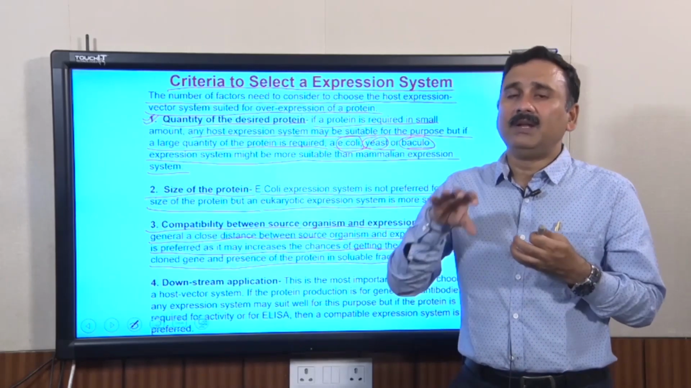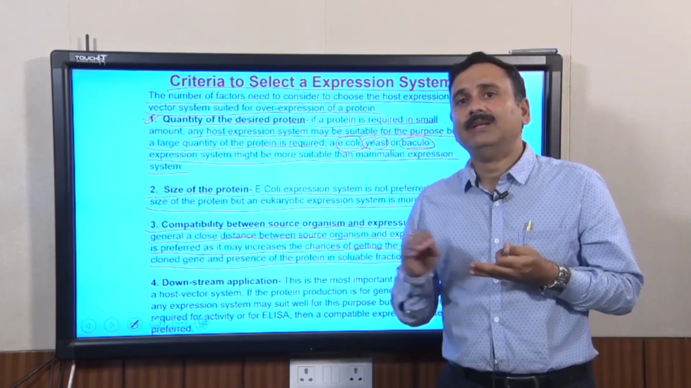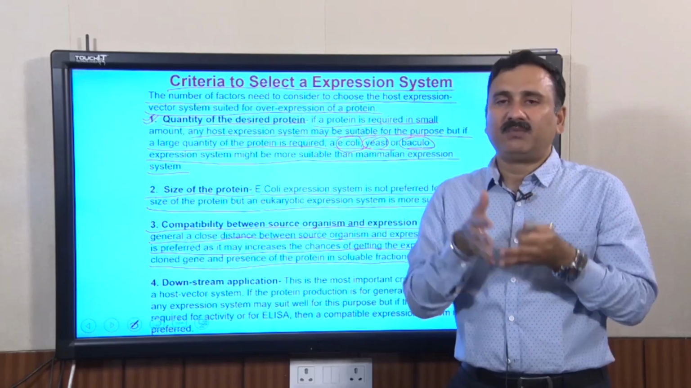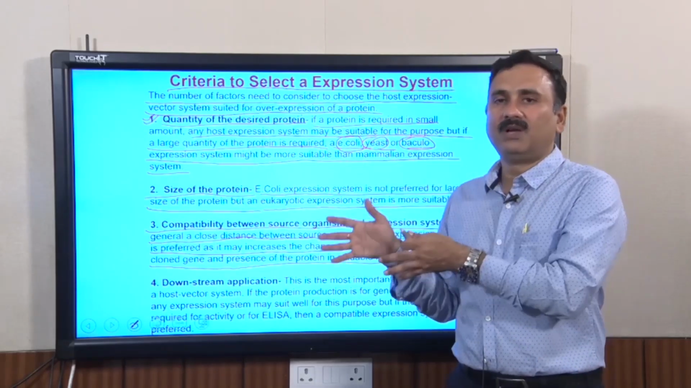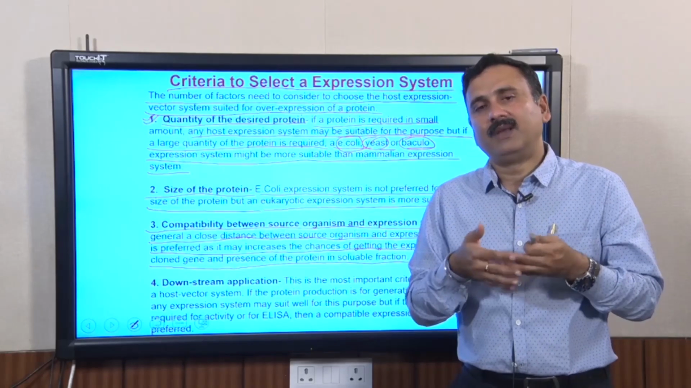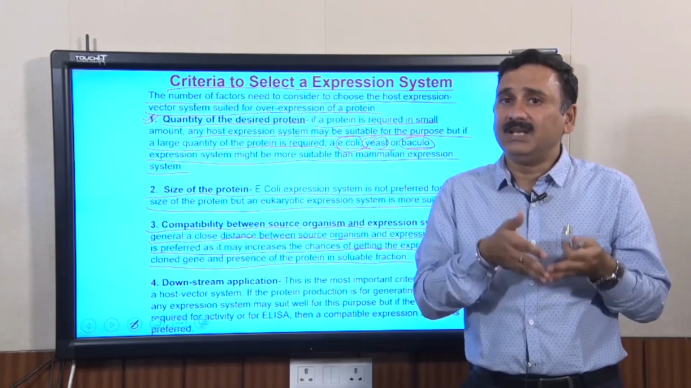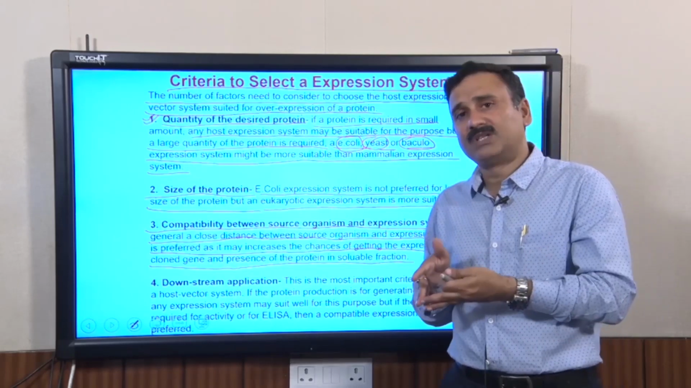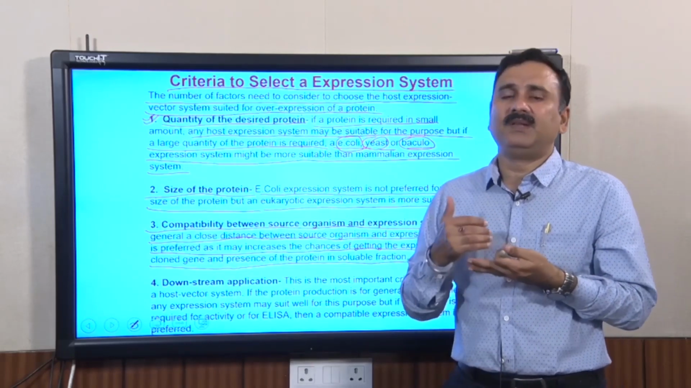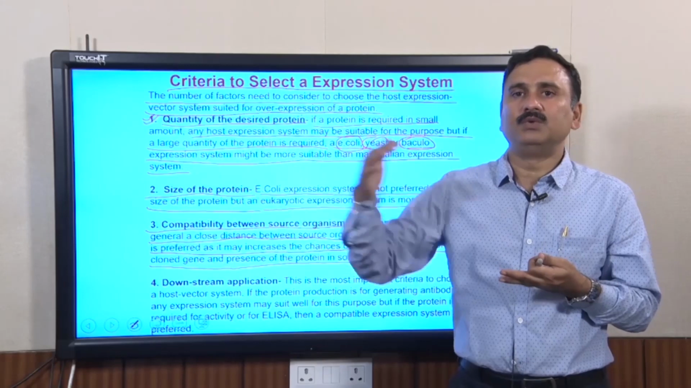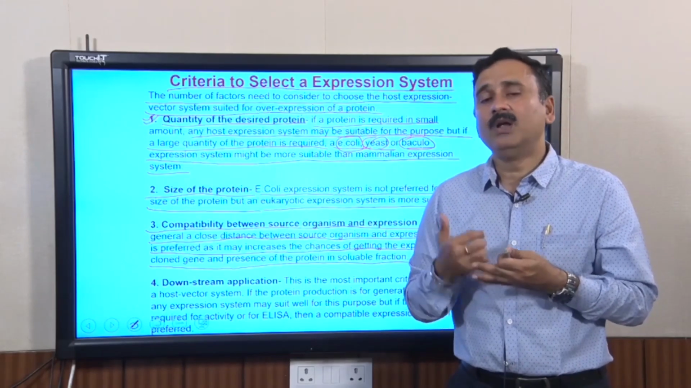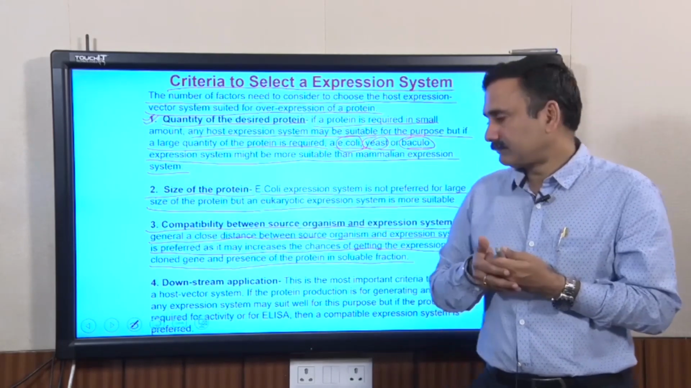So, that is why it is always advisable that you choose an expression system and a source organism which are very close. For example, in the case of rabbit, we might have to choose the yeast or the baculo expression system, because these systems are much closer to the eukaryotic or mammalian system.